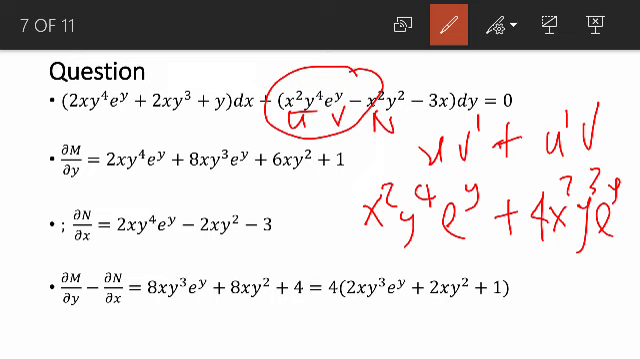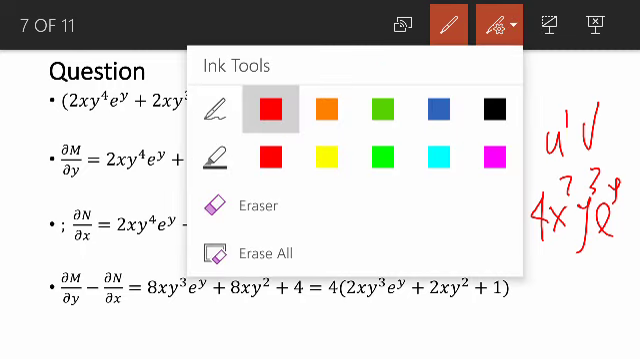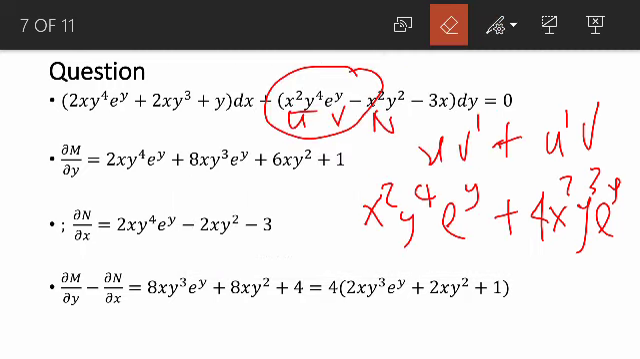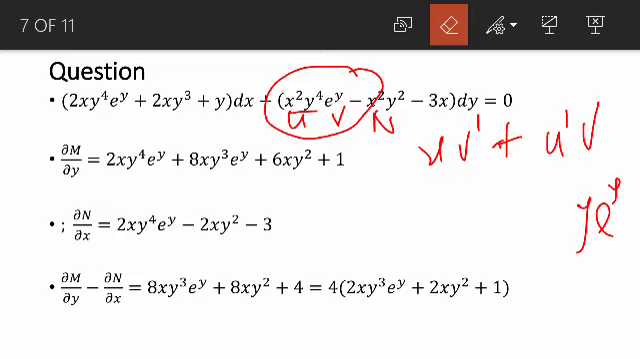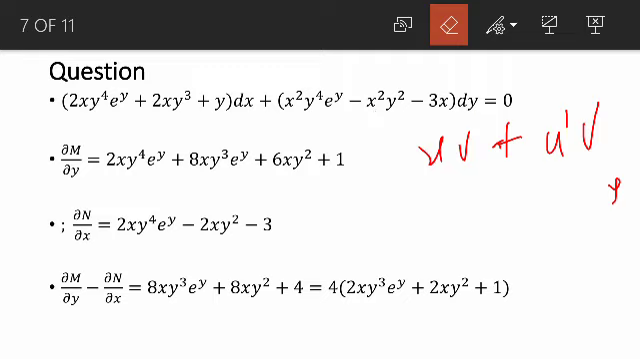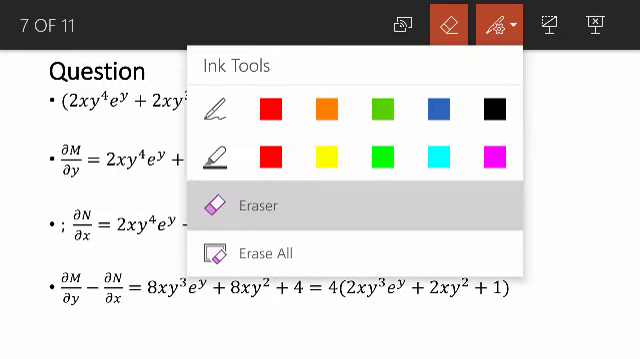Okay, sorry, we are differentiating with respect to x. That's a mistake. Let's do that again. So let's rub this off. That would not lead us to a product rule, because we ought to differentiate with respect to x.